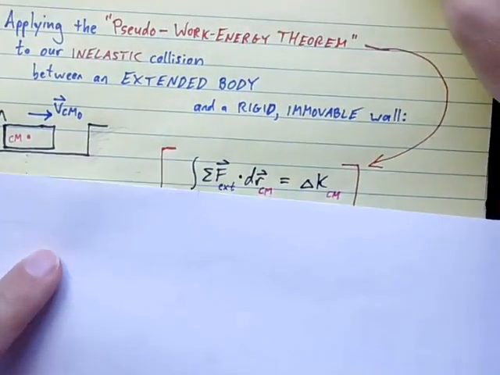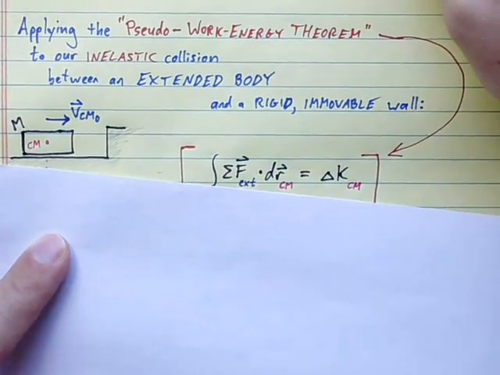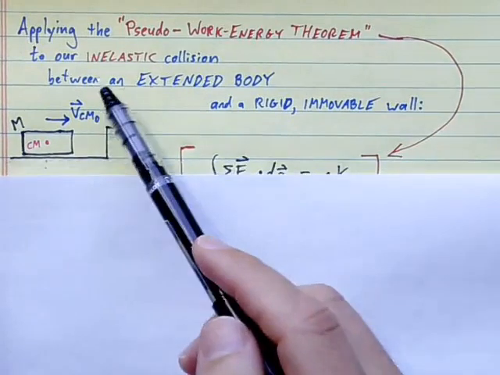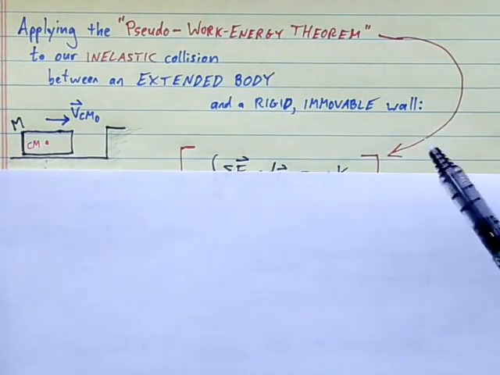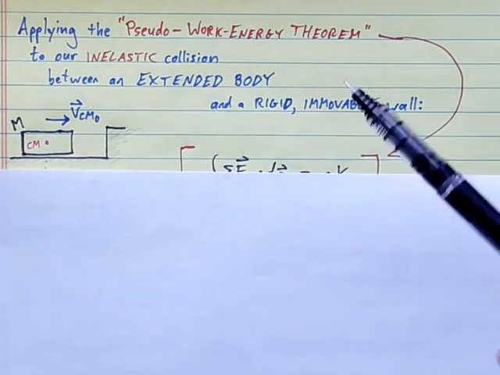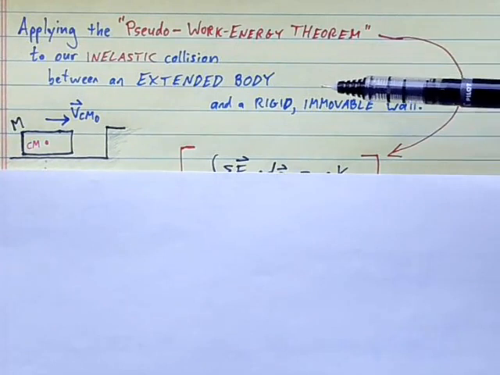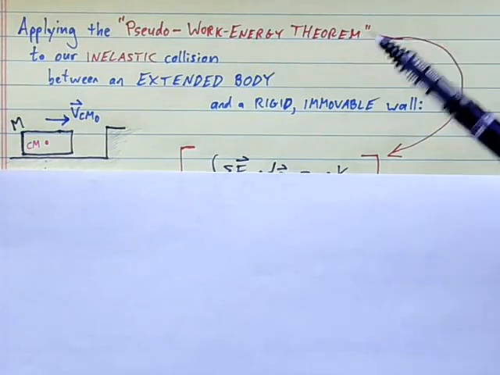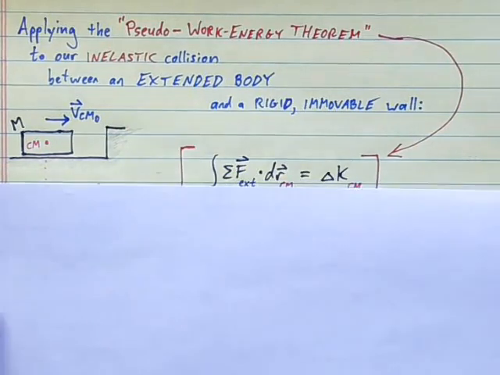A lot of introduction there about a strange idea called pseudo-work. Let's now apply the pseudo-work energy theorem to our inelastic collision between that extended body and the rigid, immovable wall. Let's see if we can use this idea in place of our standard work energy theorem, which applies to point masses only. This pseudo-work energy theorem can apply to our whole extended body.